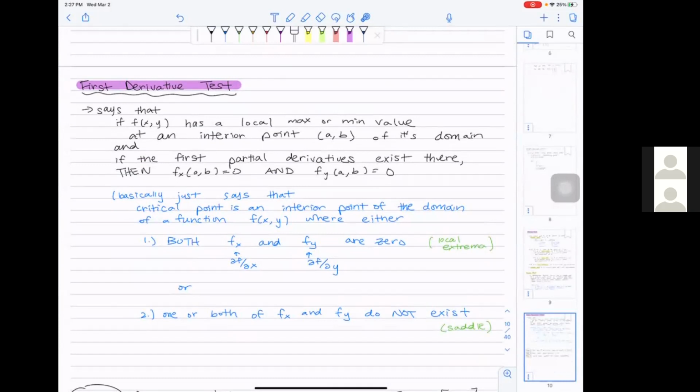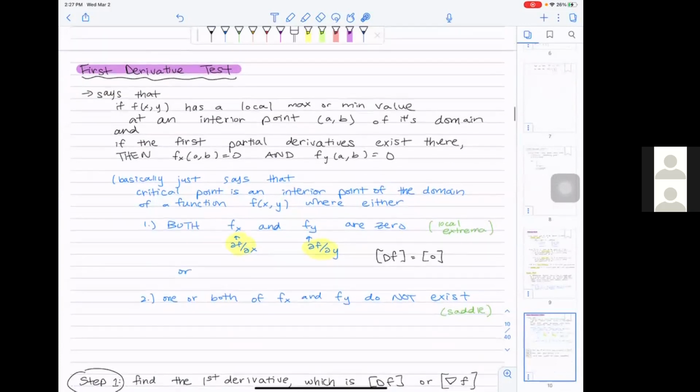And so a critical point, the first derivative test, is basically saying that a critical point is where both your partials are 0. So meaning that where your derivative equals 0, or where just one of your partials does not exist, then those are your critical points. So the first derivative test just tells you how you find these critical points. You set your derivative equal to 0 and solve.